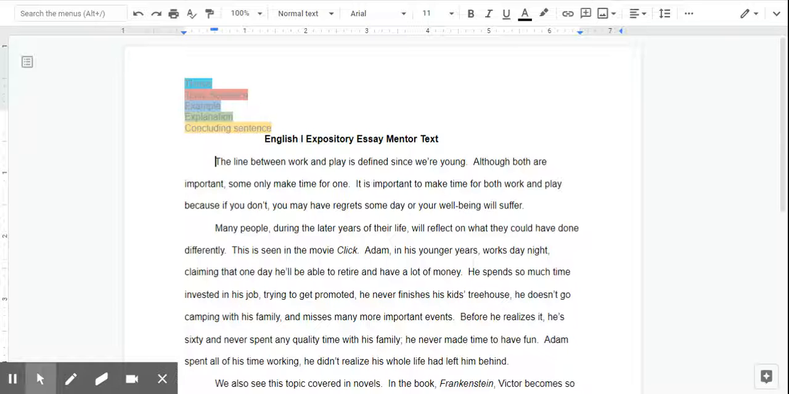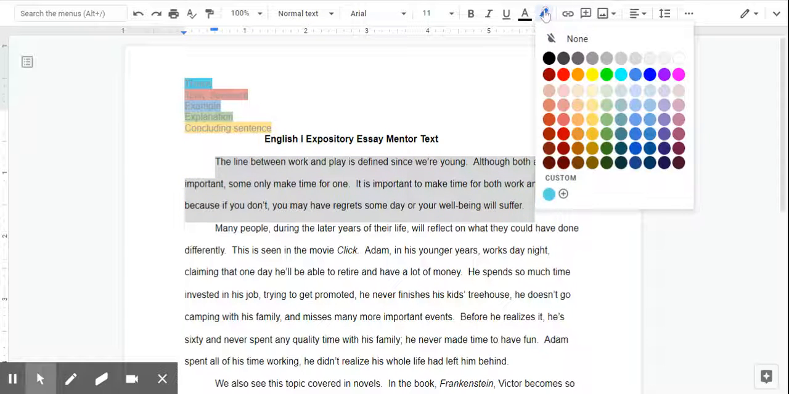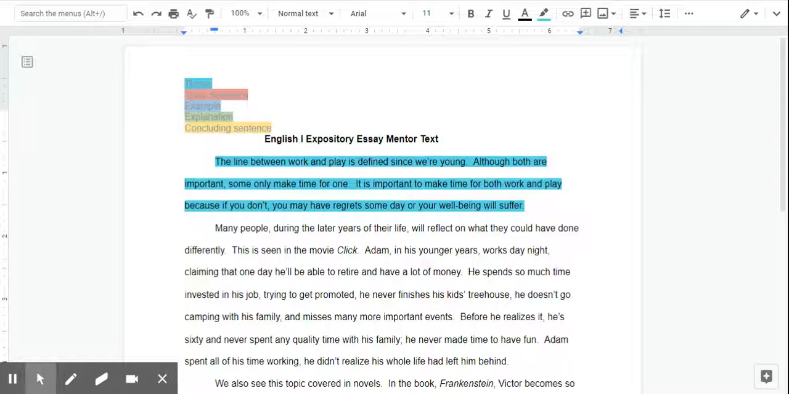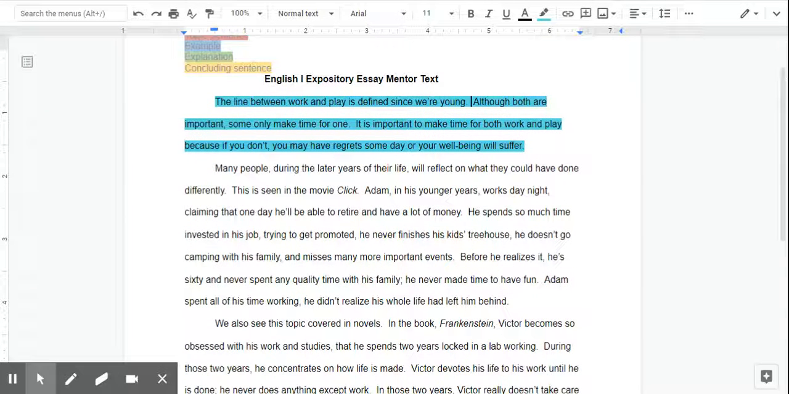So I would say that this section is your thesis statement, especially that last part. You could maybe argue that that first sentence is a topic sentence, but we're going to lump it all together since it's leading up to it. So it is important to make time for both work and play, because if you don't, you may have regrets someday or your well-being will suffer. So it looks like these are going to be our two paragraphs. We'll read this first one together.